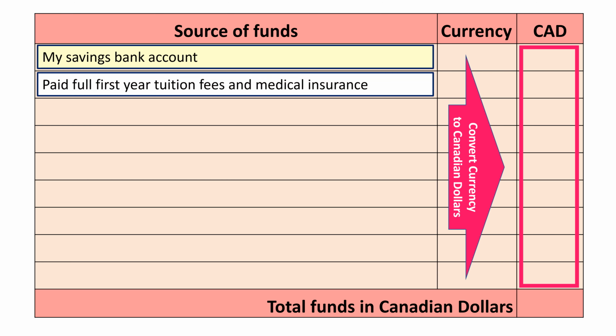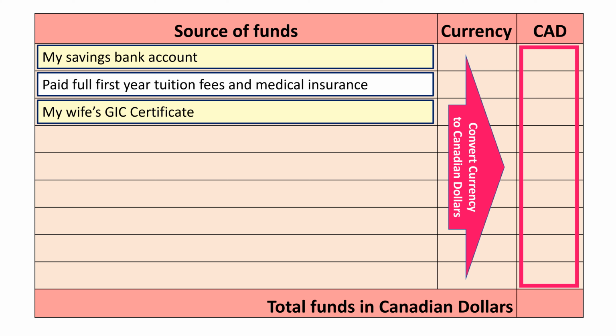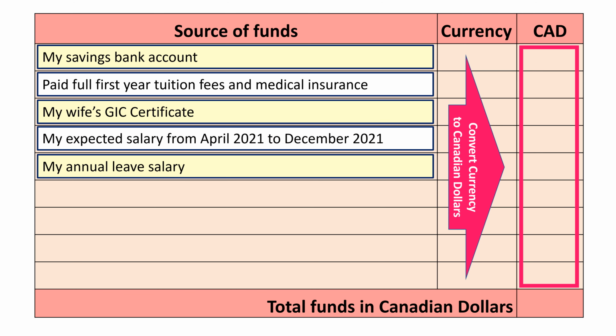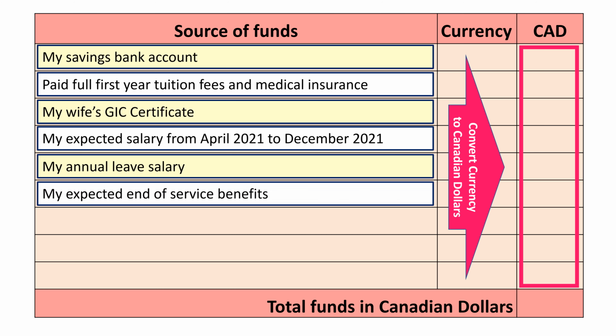If the tuition fees of your partner are paid, include it in your table. Add your partner's guaranteed investment certificate, GIC, to your table. If you and your partner are currently working, you can still include the total expected salary from the date of your visa application until the last working day with your company. You can also include the expected end of service benefits or indemnity.